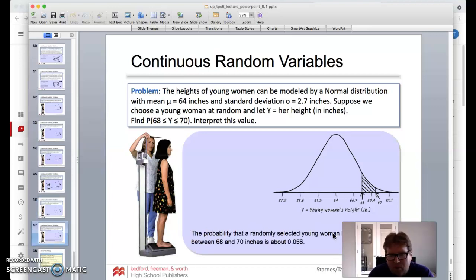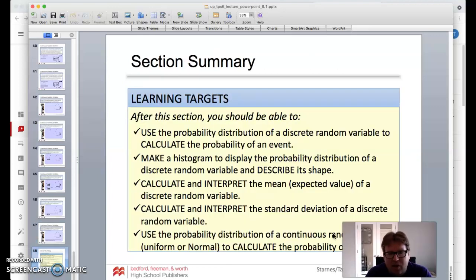So, answering the question, the probability that a randomly selected young woman has a height between 68 and 70 inches is about 0.056. All right, so that concludes section 6.1. All these different learning targets, you should be able to knock those off and look at some problems. Do the exercises that go along with the chapter. They really take the information we have here and give you practice in different settings, and through that you really do develop a good understanding of what's going on. So I encourage you to get at those.